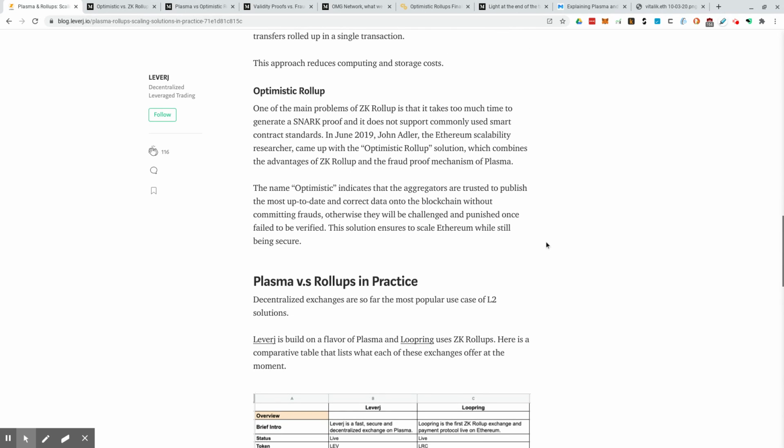Now we'll get into Optimistic rollups. One of the main problems with ZK rollups is that it takes too much time to generate a SNARK proof, and it does not support commonly used smart contract standards. So this is a big one here.